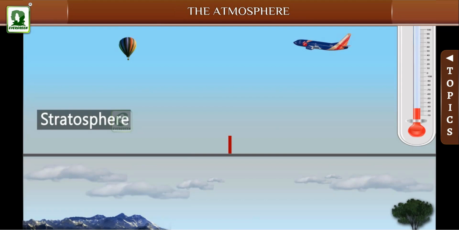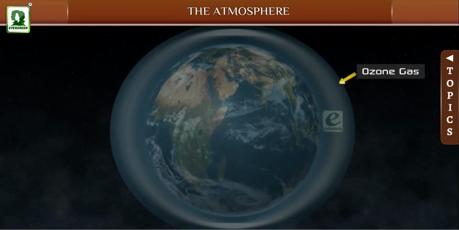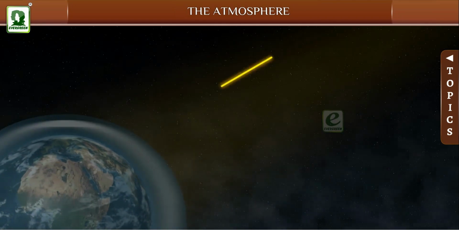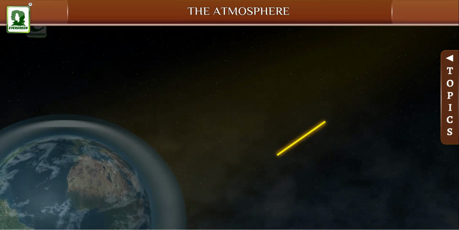In this layer, the temperature increases with height because the stratosphere contains a thin layer of ozone gas. The layer is warm because it absorbs ultraviolet UV rays from the sun and protects us from their harmful effects.